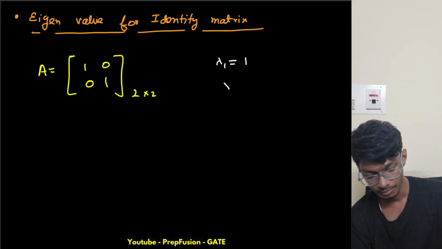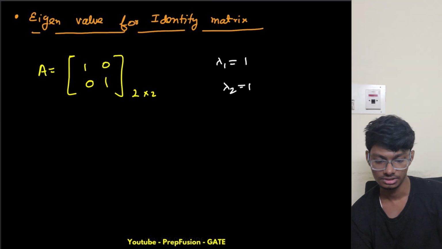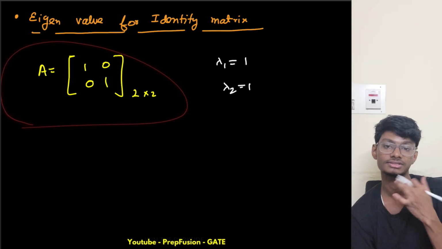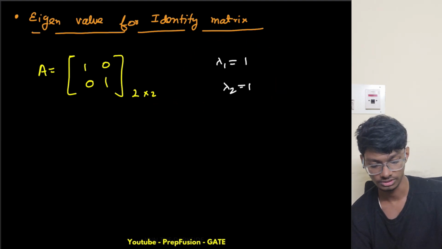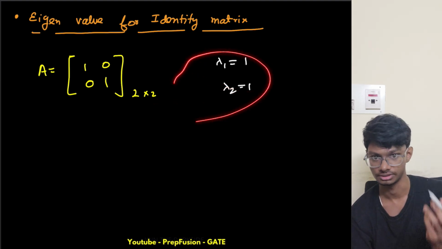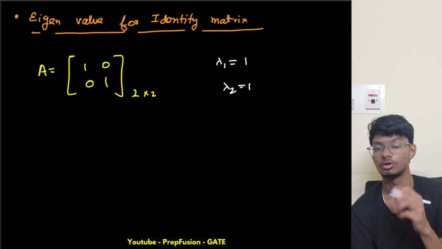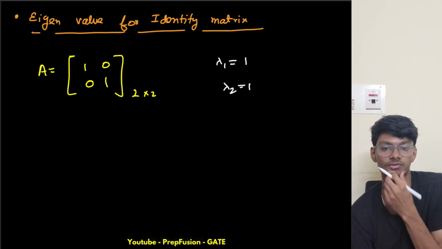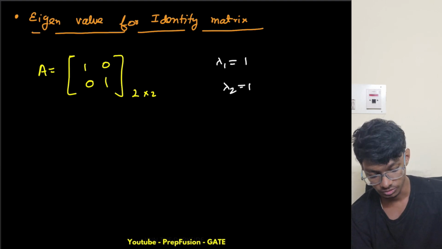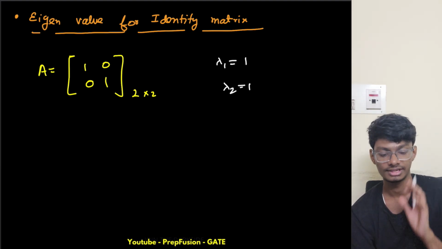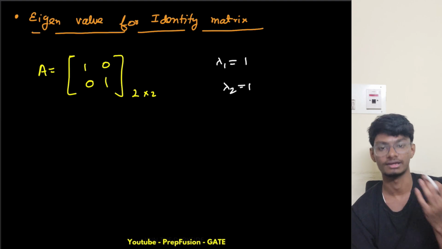Okay, but the interesting fact is, how many eigenvectors does this have? Tell me, does this have 2 eigenvectors, or only 1, because the eigenvalues are the same? Or does this have 0 eigenvectors, or how many does it have? Count and say to me. So the interesting fact over here is, it has infinite eigenvectors.